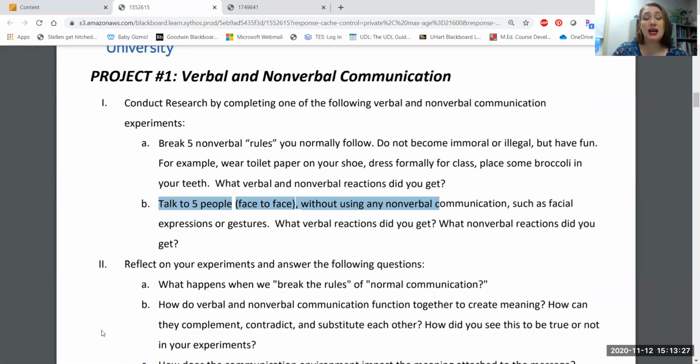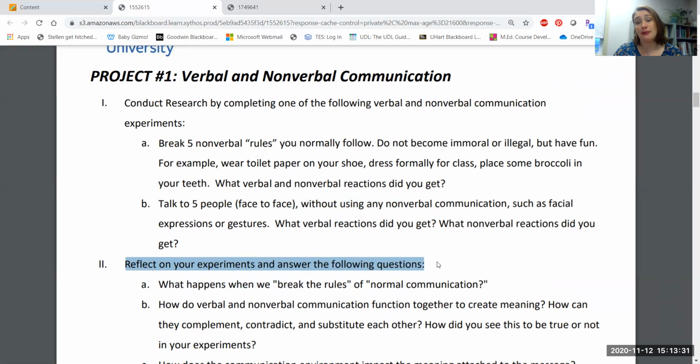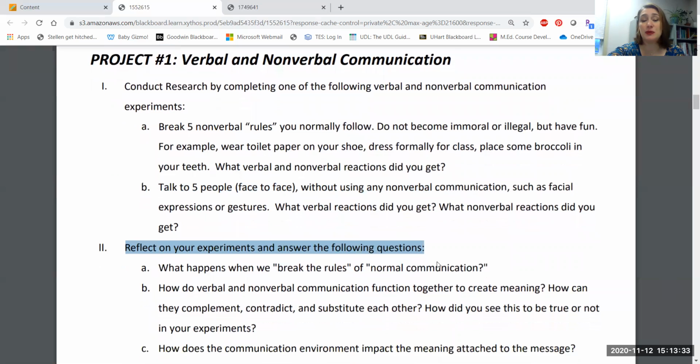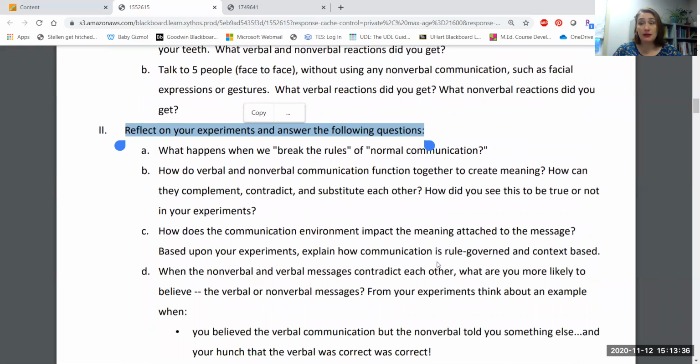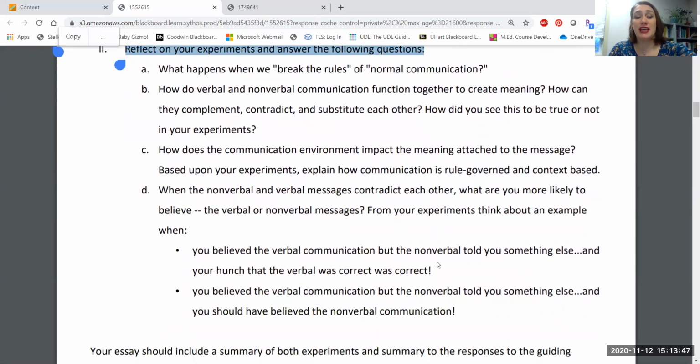And then your job, your paper, is to go back and reflect on what happened. All right, what happens when you break these rules of communication? How did people react to you when you either broke the nonverbals or you didn't use nonverbals? And so your paper for this particular project is going to be answering these next few questions, A through D, and then discussing what you found when you conducted these experiments. All right, so that's project number 1, verbal and nonverbal communication.